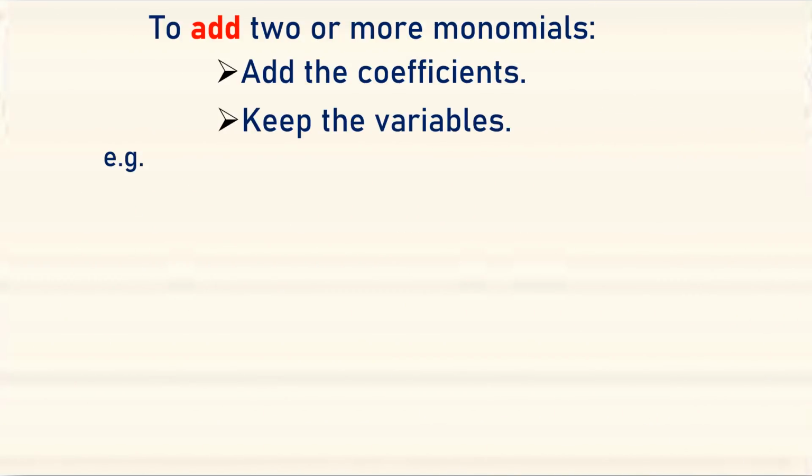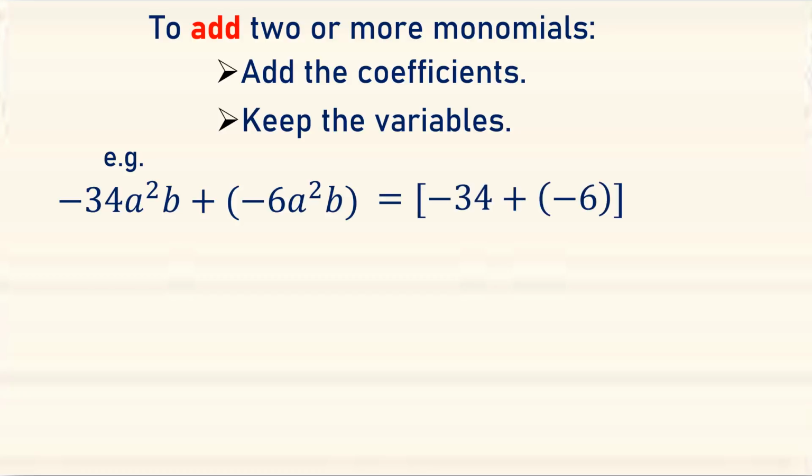Now let us add two or more monomials. So negative 34a to the second b plus negative 6a to the second b. We are going to add negative 34 plus negative 6. Then keep the variables a to the second b. Negative 34 plus negative 6 is negative 40. So we have the answer negative 40a to the second b.